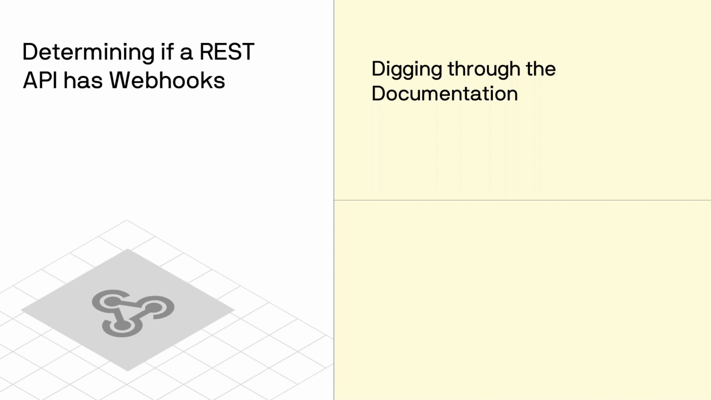I want to show two examples because it's important to see how different systems document it, as there's not really a standard in terms of documentation. It's however much effort that particular application or system puts into it.